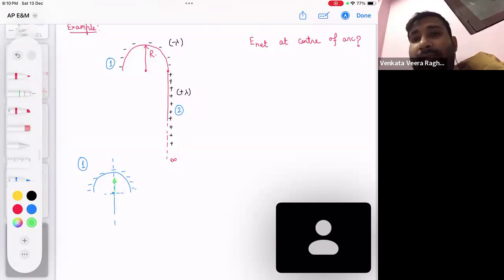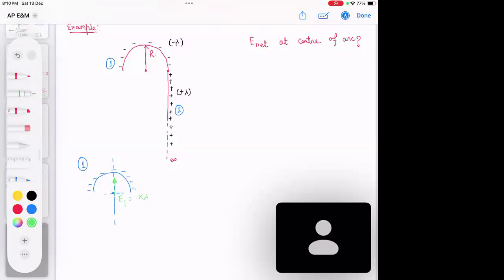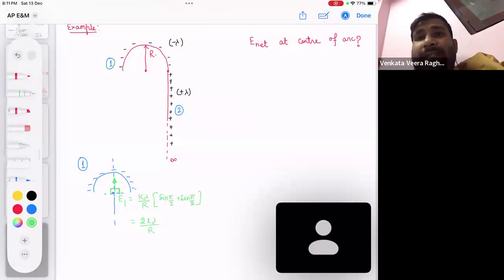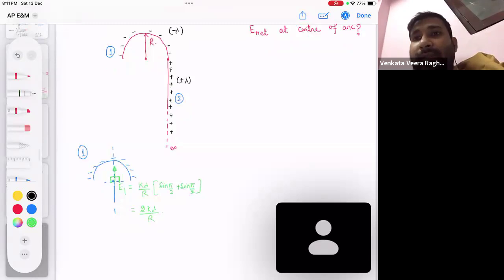So can you tell me what will be the value of this E1? Is it going to be 2k lambda by R? What is theta? Theta is pi by 2. So can we write it here: sine pi by 2 plus another sine pi by 2? So what we got is 2k lambda by R. Is the first part clear? Due to the circular arc, we got it. Now I will go to the second part.